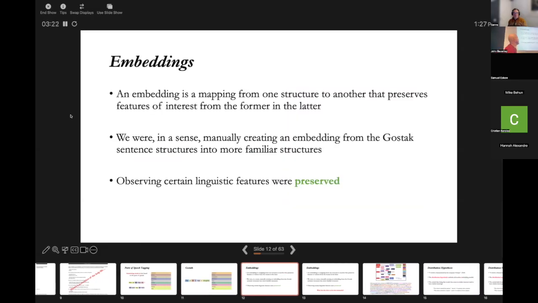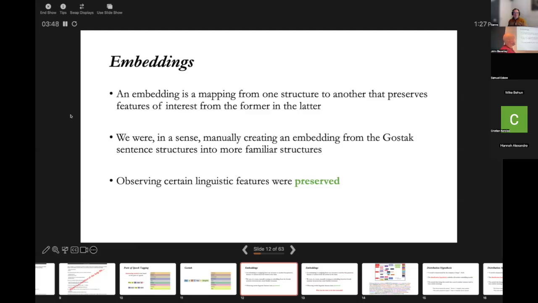So we're talking about embeddings today. There's a deep analogy here between what we're doing with machine learning and the kind of mining of structures that we'll be talking about today and that we'll be implementing in our pipeline. So roughly speaking, an embedding is just a mapping from one structure to another that preserves features of interest. That's at a high level what embeddings are.